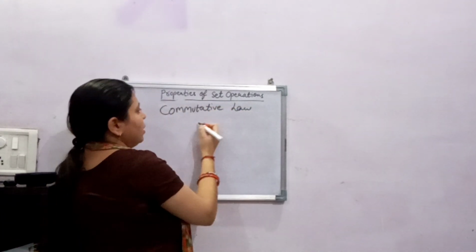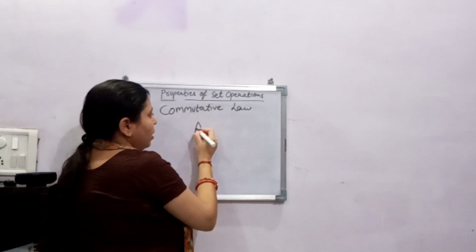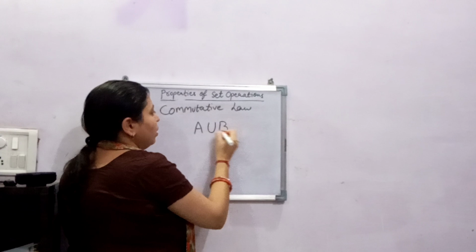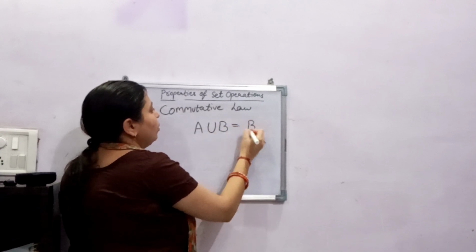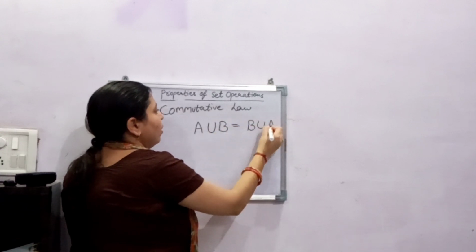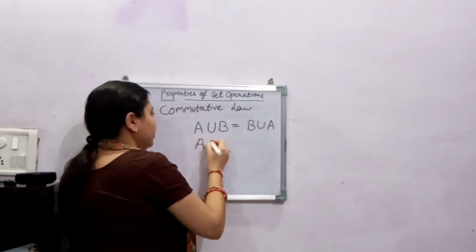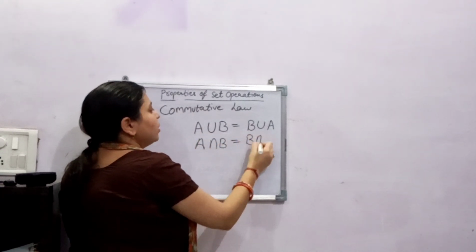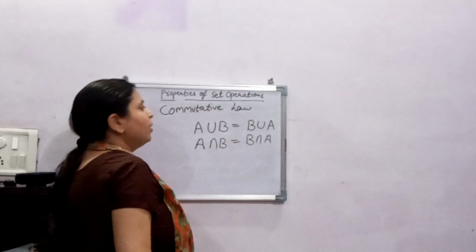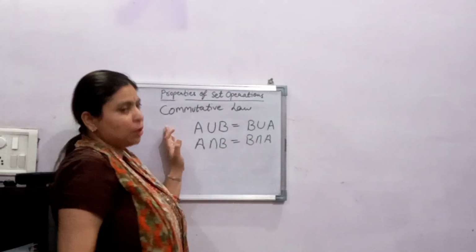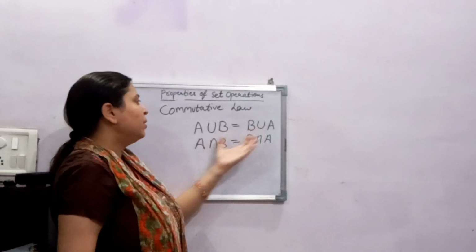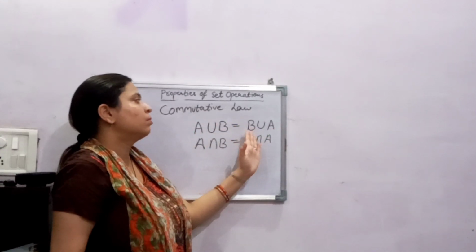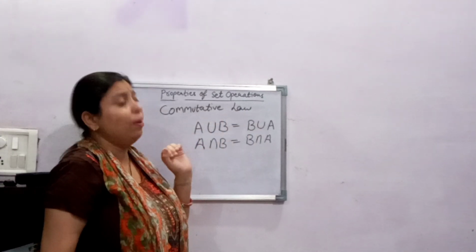Commutative law means if A and B are any sets, then A union B is equal to B union A, and A intersection B is equal to B intersection A. These are the two commutative laws. But that means the place of the sets doesn't matter.